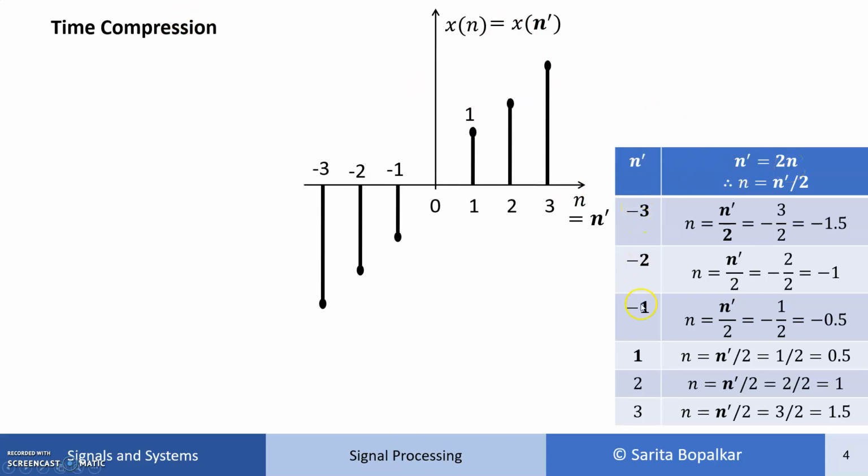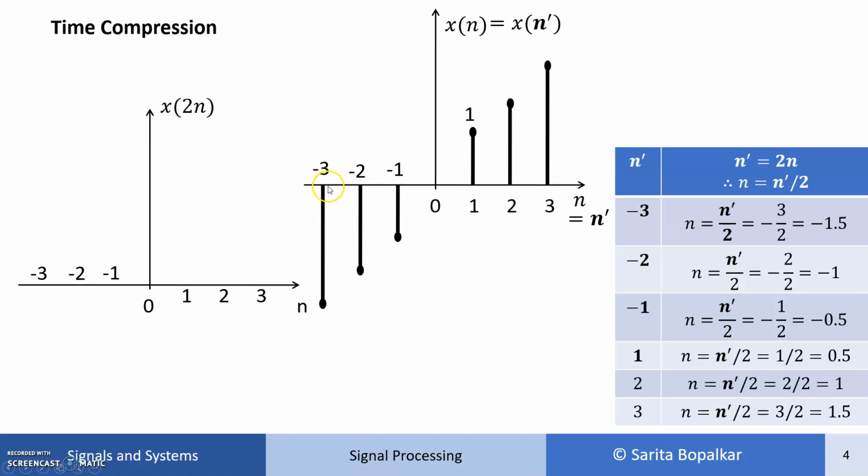Then for each value of n dash, minus 3, minus 2, minus 1, we'll calculate what n is. n is n dash upon 2 from this formula. Why are we labeling the time axis as n dash and n? This n dash is the time axis of the original sequence, and this twice n is the time axis of the time compressed signal after the operation on the signal. So n is equal to n dash upon 2. For n dash equal to minus 3, minus 3 by 2 means n is equal to minus 1.5.